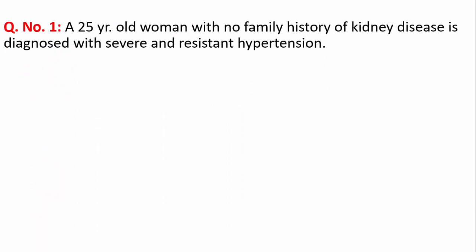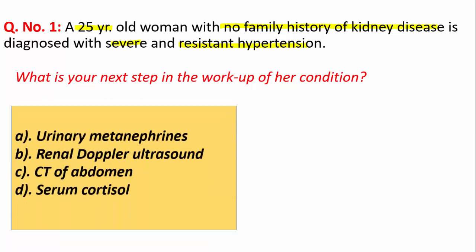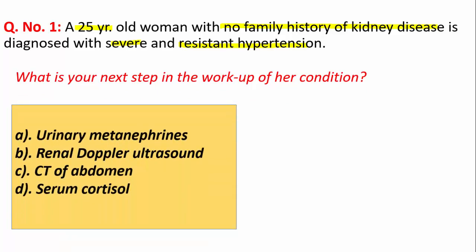So our first MCQ is: a 25-year-old woman with no family history of kidney disease is diagnosed with severe and resistant hypertension. So a patient is here whose age is just 25 years young and with no family history of kidney disease. She is diagnosed with severe and resistant hypertension. What is your next step in the workup of her condition? Urinary metanephrines, renal Doppler ultrasound, CT of abdomen, or serum cortisol.